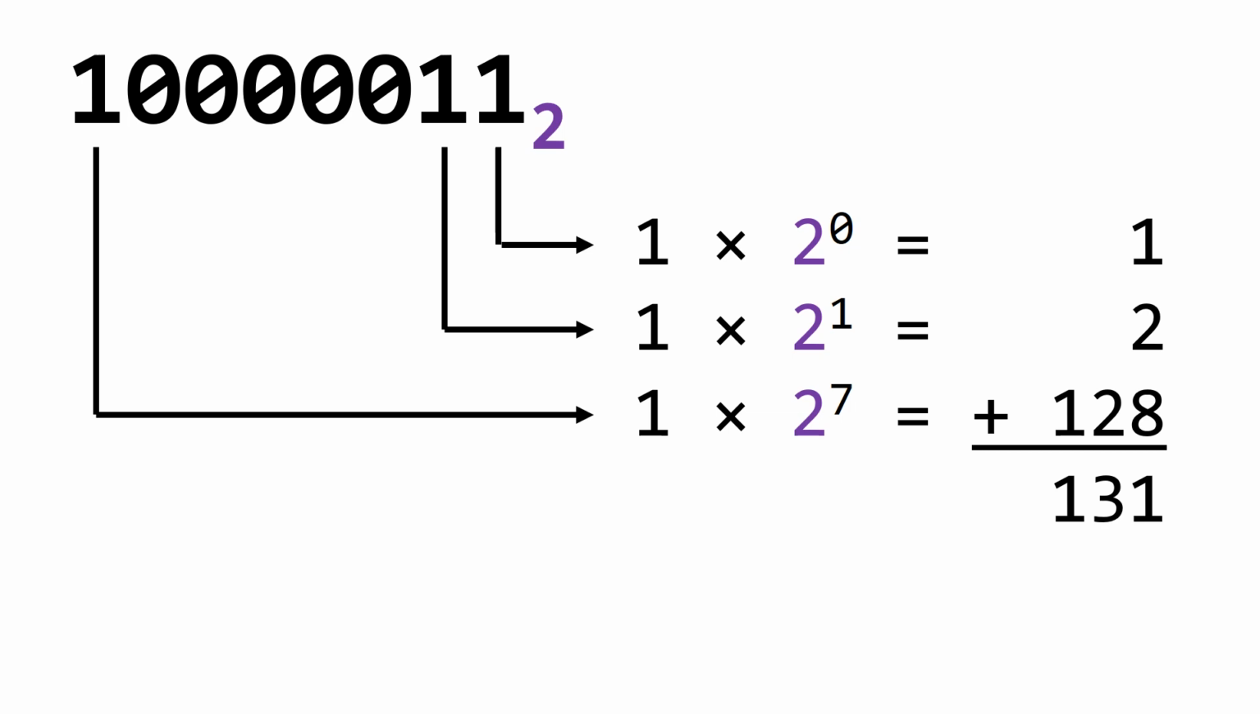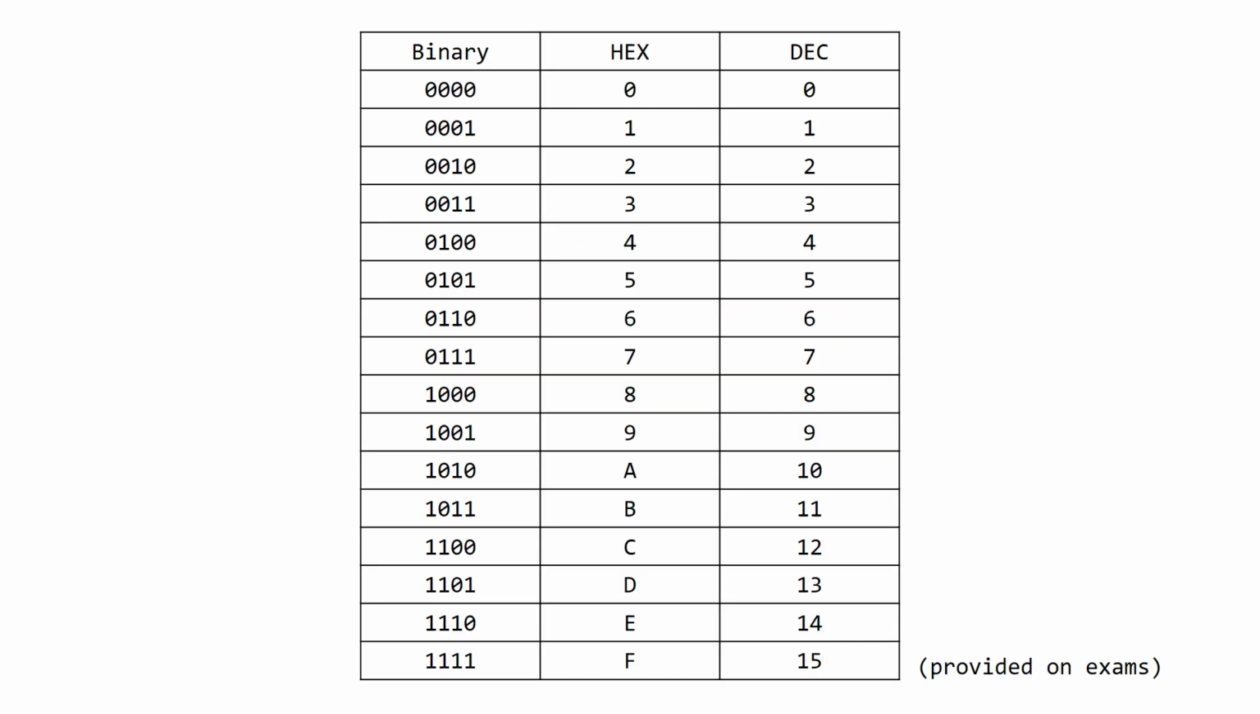Let's look at an example in hexadecimal, or base 16, or just hex. Before we do that, we might need a reminder for how the extra digits in hex work. This table shows you at a glance how the first 16 numbers look in decimal, binary, and hex. This table will be provided on exams. The first extra digit, A, is after 9 and has a value of 10. The last extra digit, F, has a value of 15.